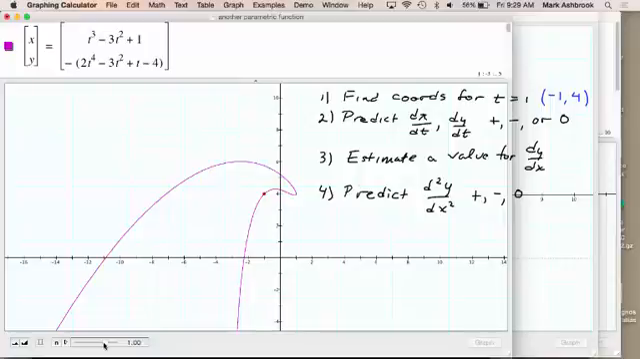Okay, estimate a value for dy/dx. So what did you come up with? What does it mean? It means for a change in x, how much does y change for a change in x? What's that? Negative 2. So we thought negative 2 at first, but then we realized that if we're going to the right, then it goes up, so positive 2. Let's just say, is dy/dx positive or negative?